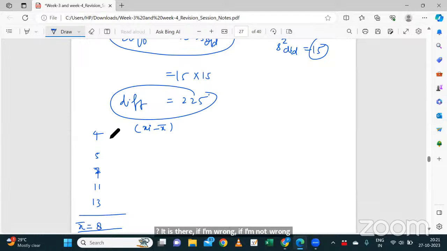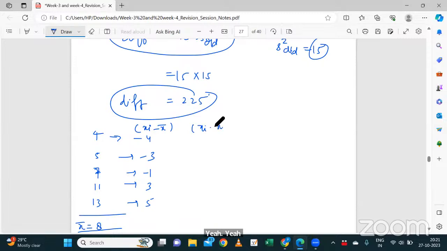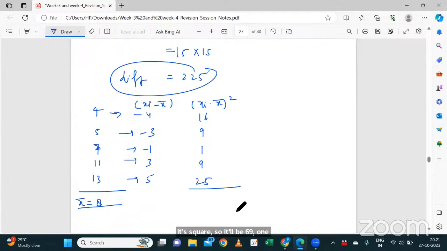What is the next step? Xi minus x bar: it will be minus 4, minus 3, minus 1, 3, and 5. Next you do xi minus x bar square: 16, 9, 1, 9, 25. Then you add all these, so it will be 60.